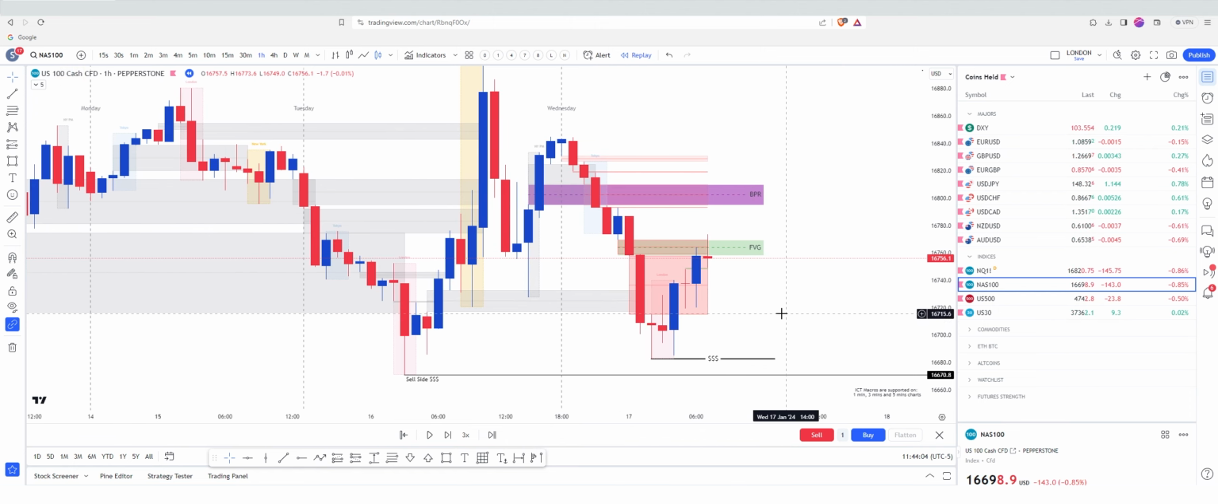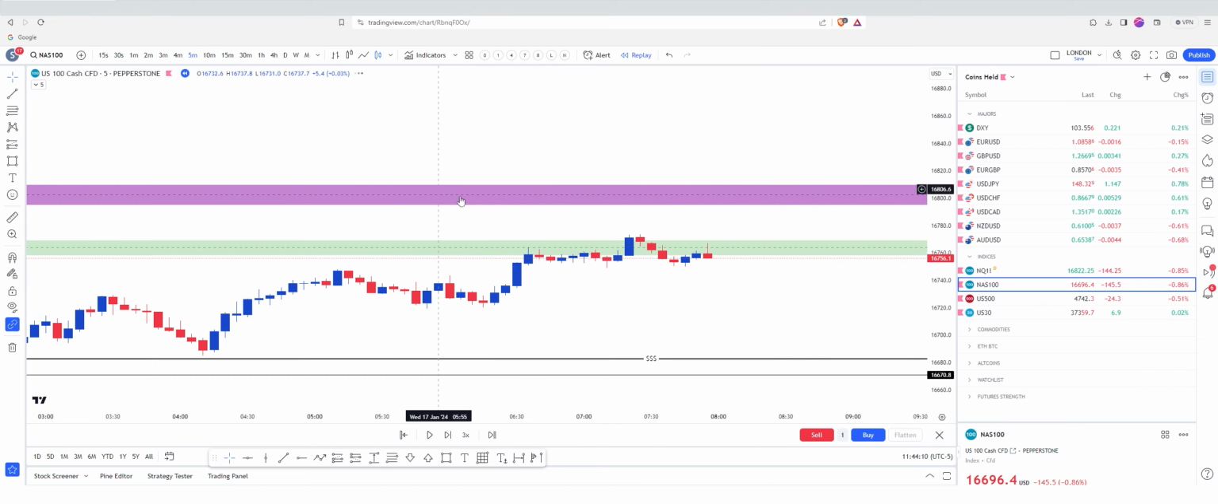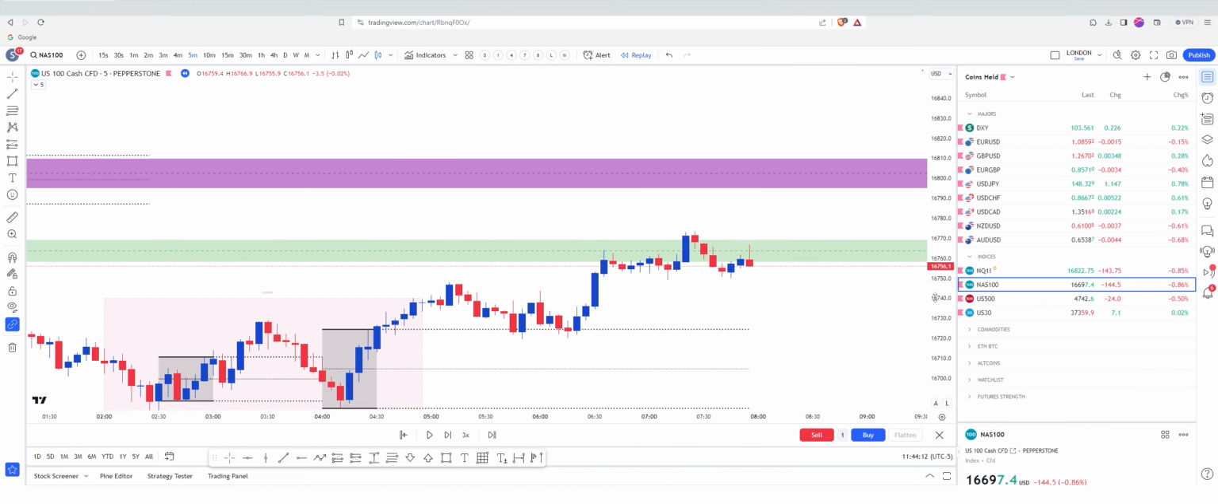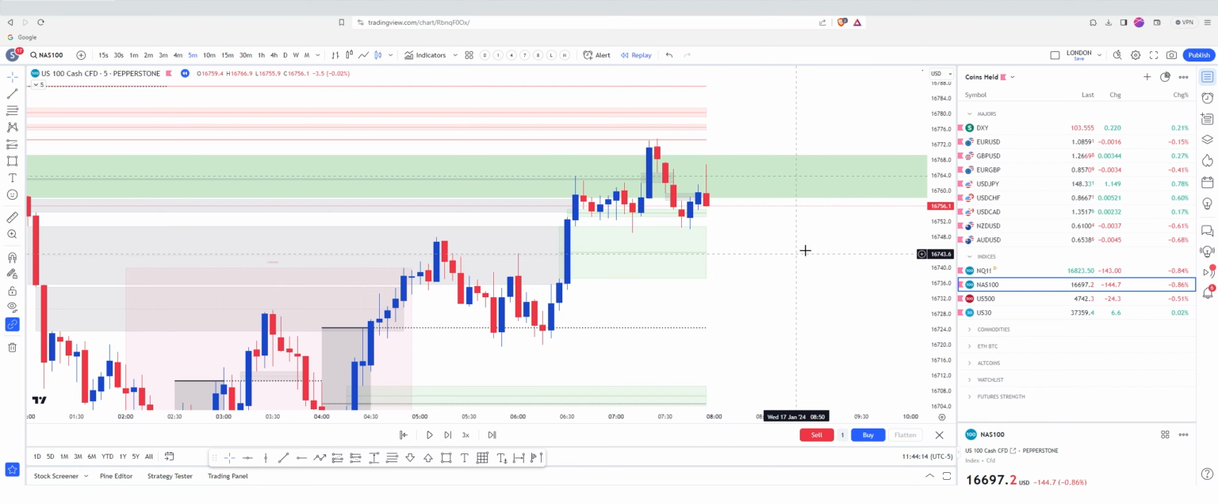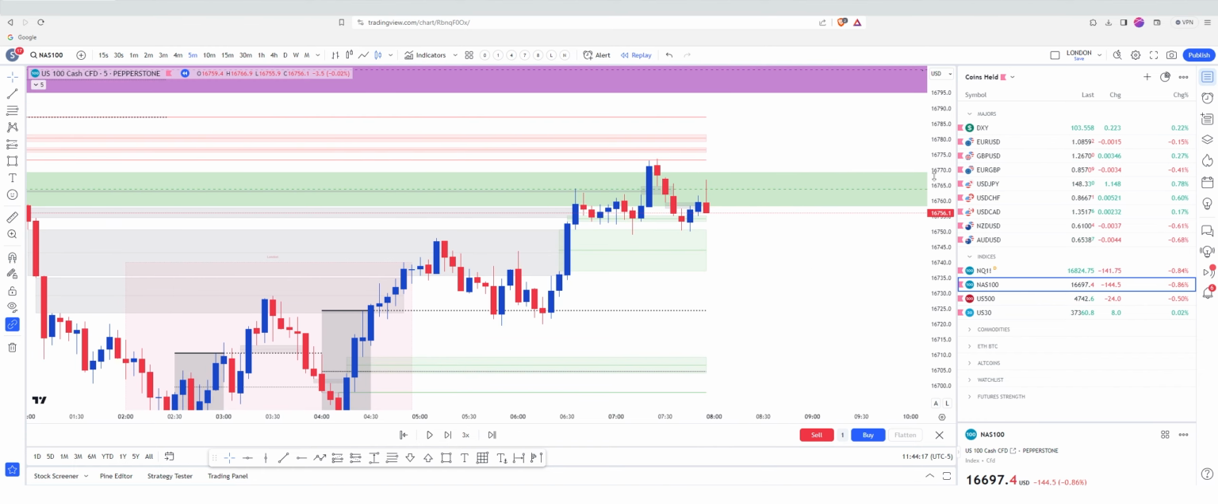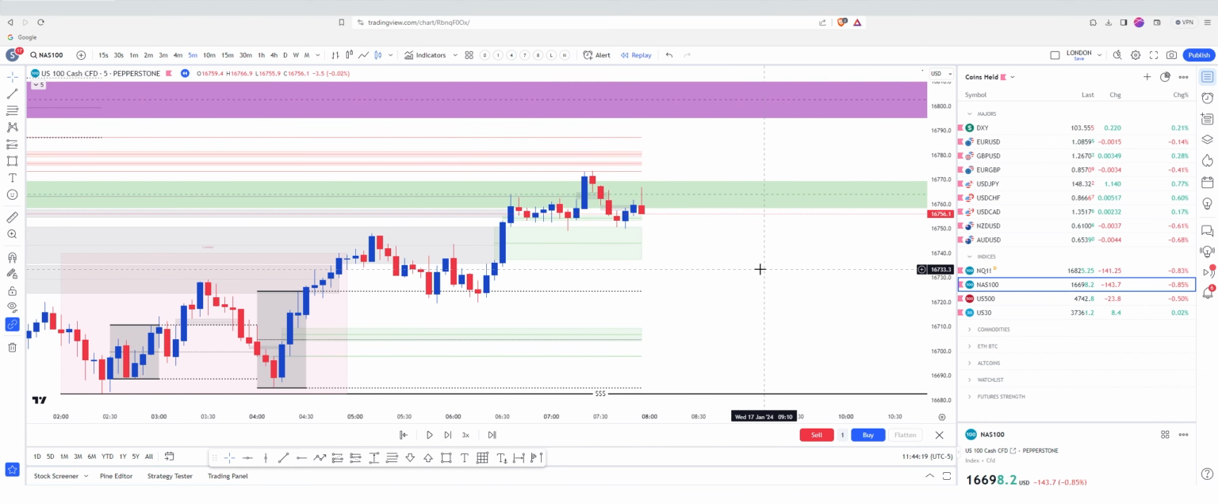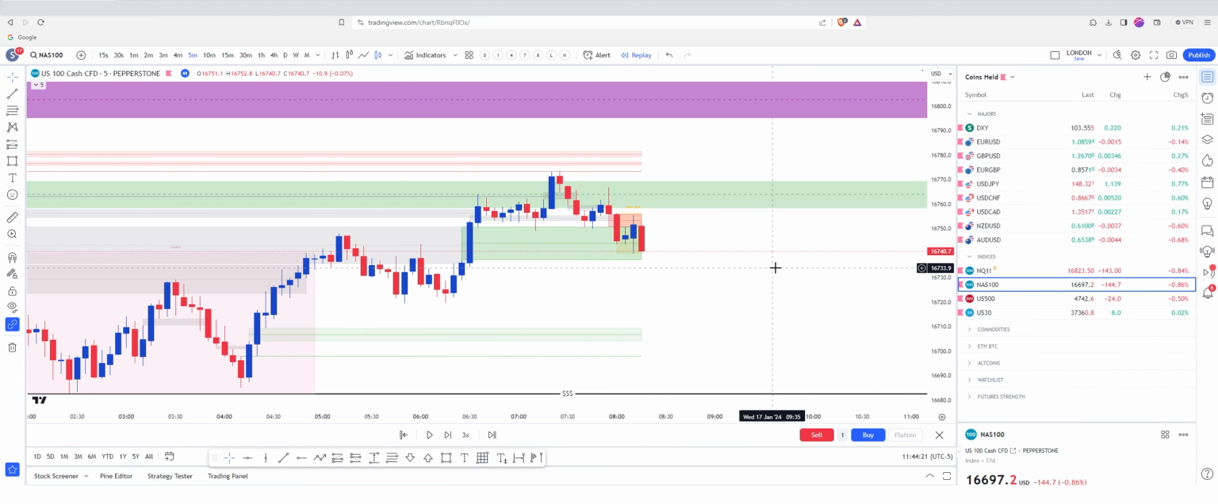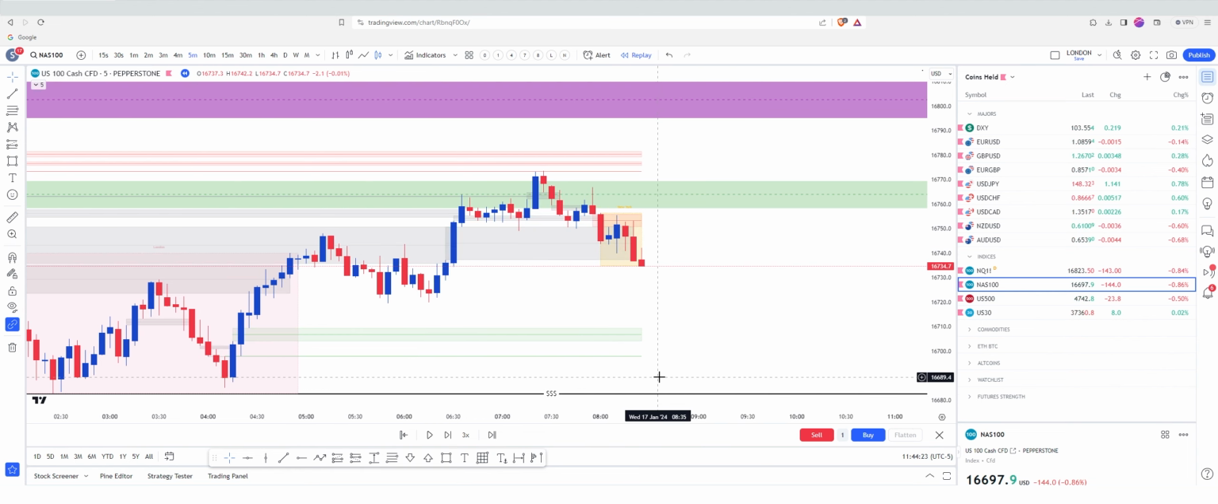Obviously, we know that we do have news at 8:30, so we need to be aware of the news drop at 8:30. And we'll drop onto the 5-minute. The session is about to open at 8 AM. Not going to really be looking for any entries prior to the 9:30 open. We need to let the news do its thing.